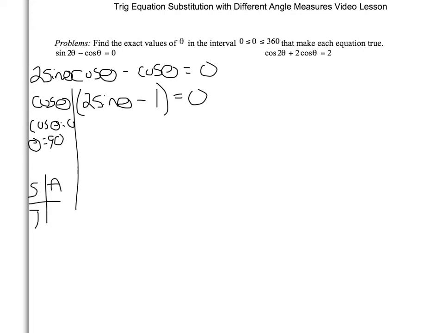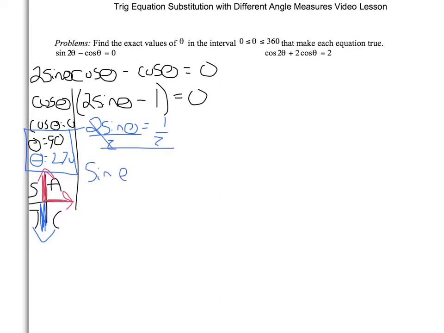You graph 90 degrees, which is a quadrantal angle. So we test the other side, which is 270. You type cos of 270 in your calculator, you see it does equal 0, so it works. So 90 and 270 are my two angles there. On the right hand side, we're going to add the 1, divide by 2, and we're going to do inverse sine of 1/2, and you get 30.